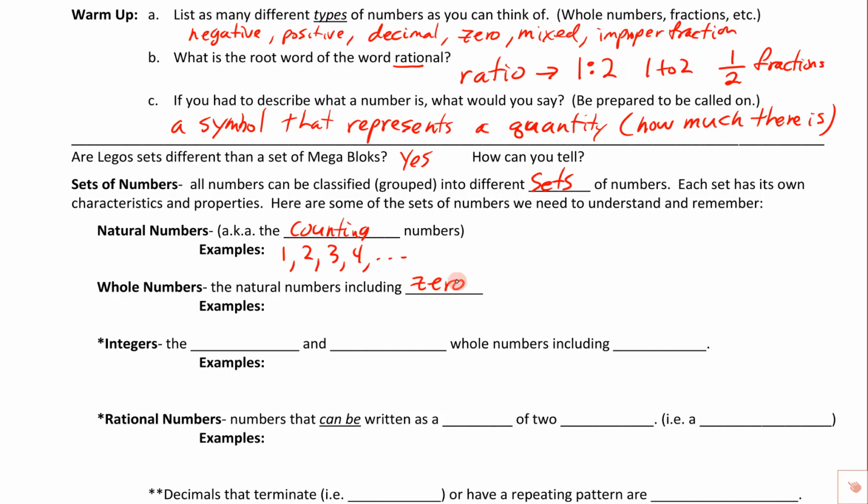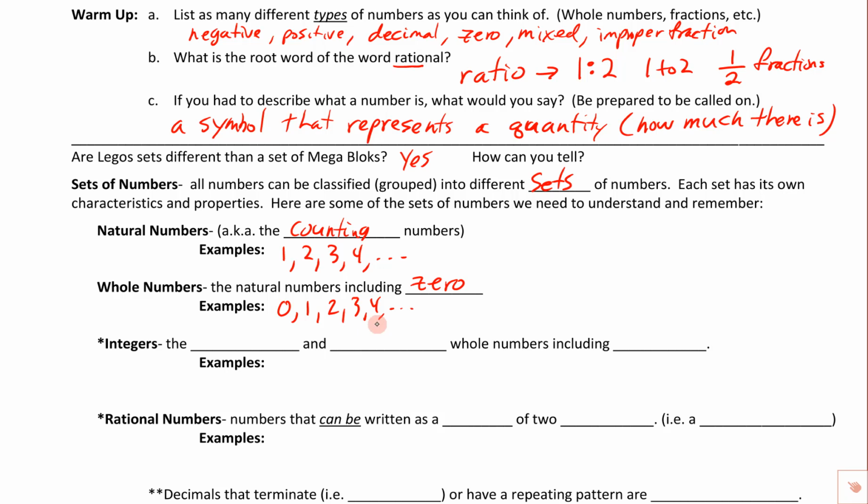And you may not realize this, but 0 is actually a very sophisticated idea or topic. We kind of take it for granted, but it took people a long time to figure out how to deal with 0. So if we're talking about the whole numbers, we're talking about that same list, 0, 1, 2, 3, 4, and so forth. It just starts at 0.